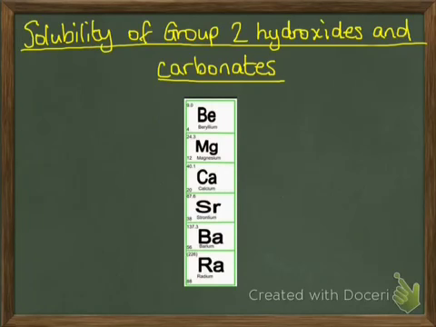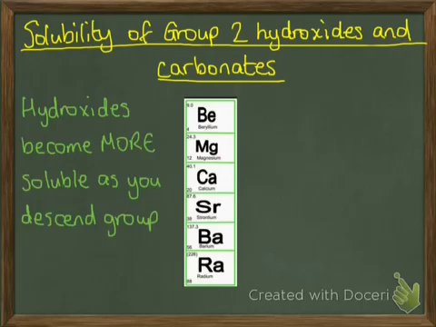The next thing that we need to discuss is the trend in solubilities of the group 2 hydroxides and carbonates. Now unfortunately this isn't something that can be predicted using the periodic table. These are trends that we just need to learn for the exam.